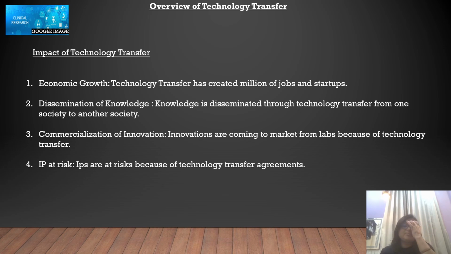Now what is the negative impact? Basically, IPs are at risk. You will say there are contracts and agreements with terms and conditions for the transfer. But even after all these things, IPs are at risk when technology is transferred through agreements, because sometimes something is used by another party, and the owner of that IP is not able to detect what has been used without their permission. So intellectual properties are at risk when technology is transferred from one place to another.